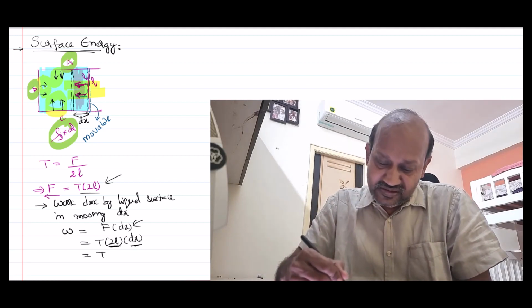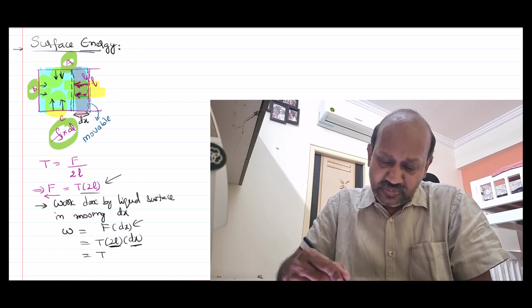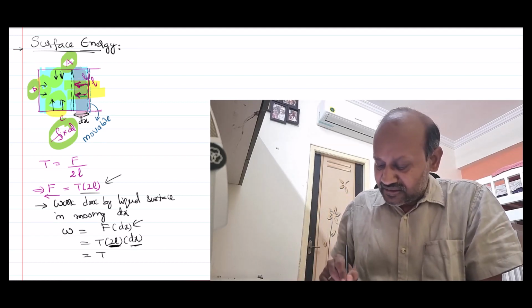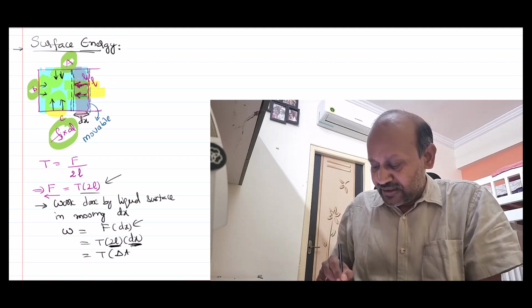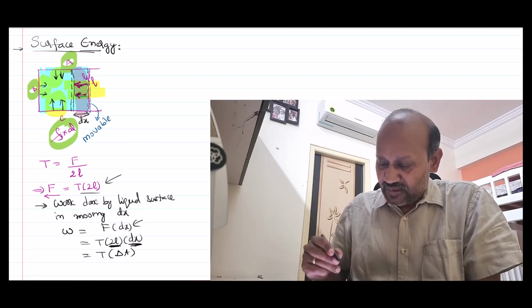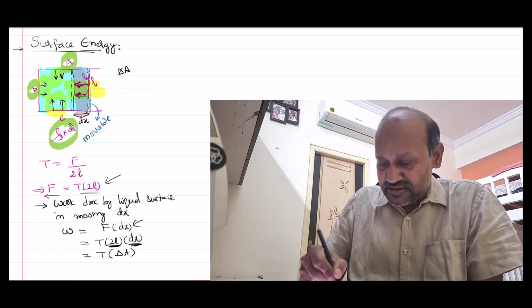This is its value. So length into breadth, I could have written an area, but this is length into change in the breadth. Therefore, it's not going to be the complete area. It's only a change in area, where delta A is the change in area.